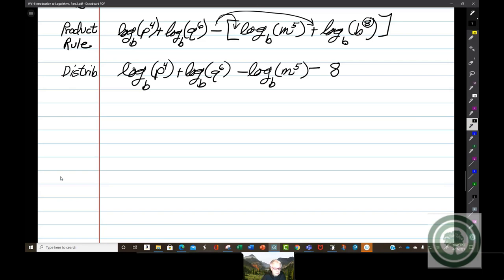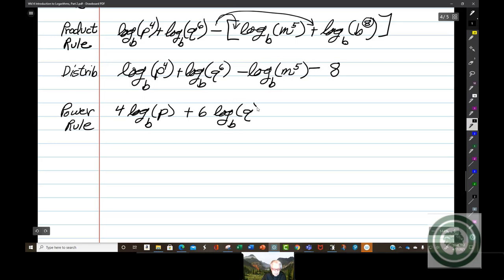Okay, now we're going to use the power rule. All right, bring down the 4, bring down the 6, bring down the 5. Okay, 4 times log base b of p plus 6 times log base b of q, that's a q, not a 9, minus 5 times log base b of m, minus 8.